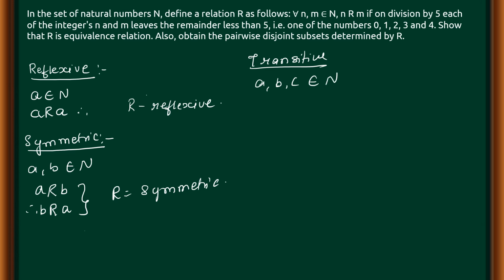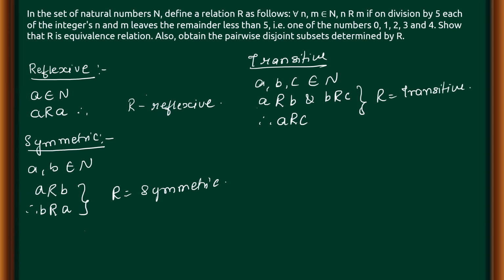Then if we say that A is in relation with B, if we divide both by 5, we are going to get a remainder which is 0, 1, 2, 3, 4. Correct? That means it is fulfilling the condition. So A is in relation with B and B is in relation with C. If we divide both of them, we will get any of these. So therefore we can say that A is in relation with C, because if you divide A and C, you will still fulfill the condition. Perfect. Therefore we can say that R is transitive.